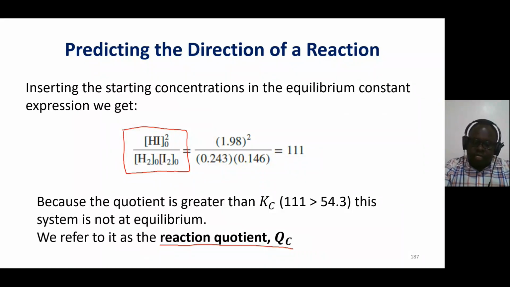So for you to predict the direction of a reaction as it moves towards equilibrium, you consider the value of Qc. Is it less than Kc? Is it greater than Kc? Or is it equal to Kc? Those values are the ones that are going to help you predict the direction that the reaction will take.